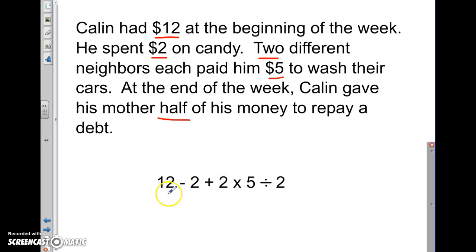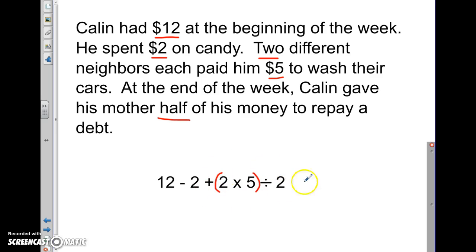So what we want to look at is always how this fits into really what's happening. He has $12, then he takes away 2, then he adds not 2, he adds to that those, remember, 2 neighbors paying him $5. So the product of 2 times 5, which means we're going to put parentheses around it. Okay, then we look at this again. All right, so we have 12, right? He has $12. He takes away 2 because he spends it on candy. Then he adds to that the amount that he made for the car wash. So far, so good. And then here it says divide by 2.